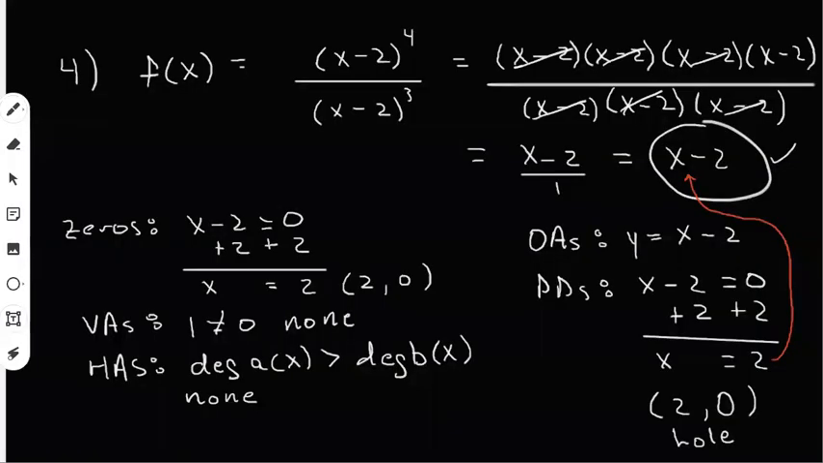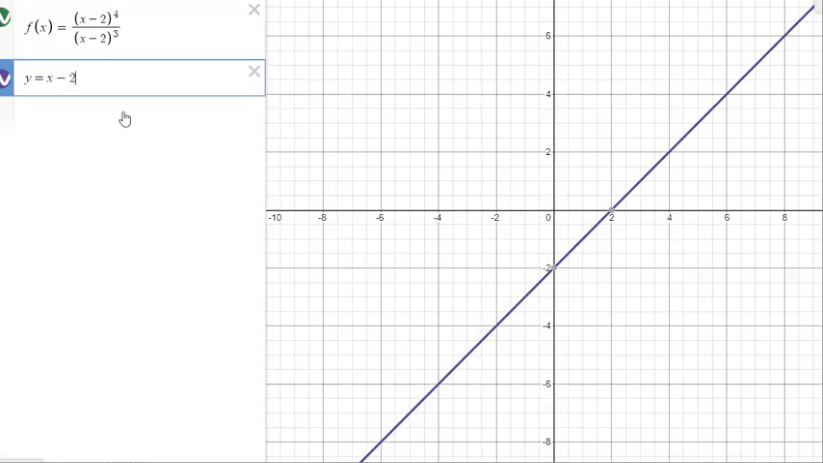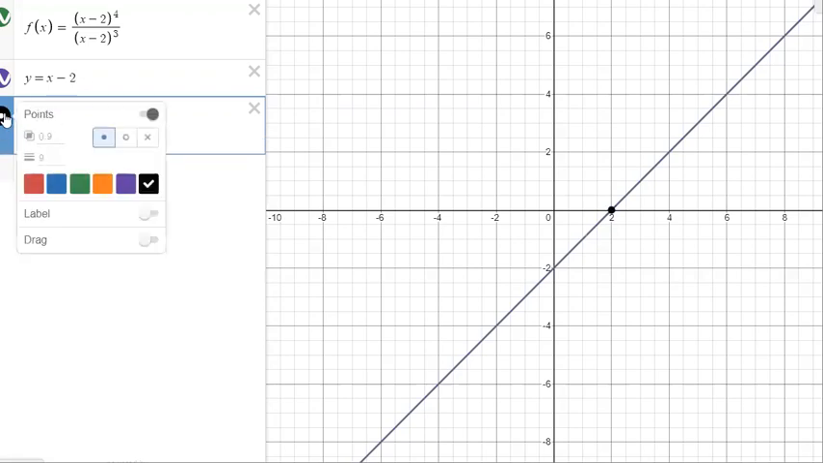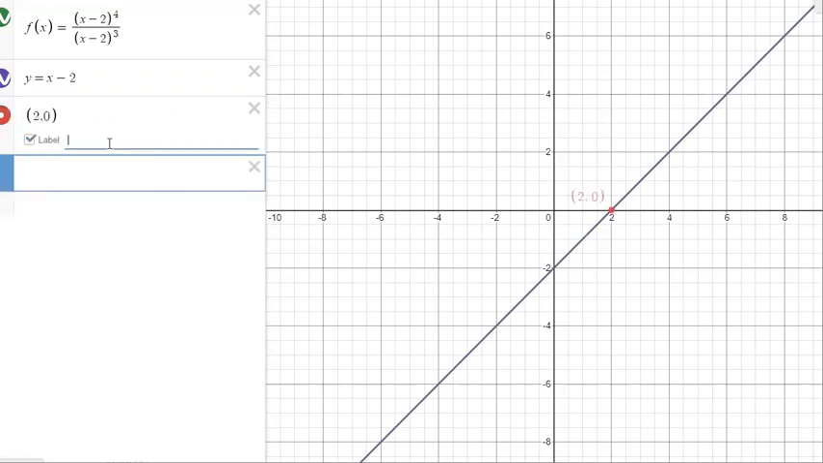Going back to our slide, we know that our 0 or our x-intercept is 2, 0. So let's graph that. 2, 0. That point shows up right there. I'm going to make it red. Label that the 0, also known as the x-intercept. So I'll label that right there.